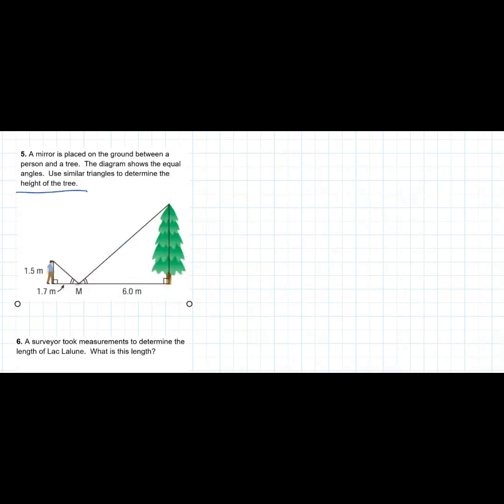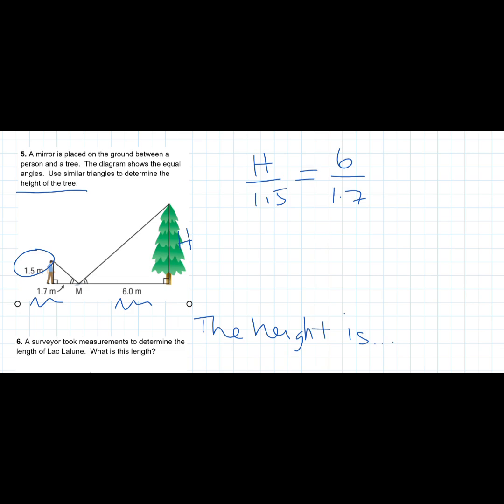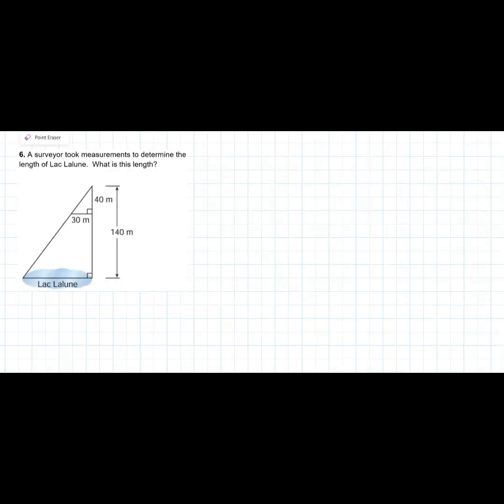Use similar triangles to find the height of the tree. So I need to find the height, which will be the height here. If I set up the proportion, I use the height of the person, which is 1.5, is equal to the distance from the mirror, which is 6, divided by 1.7. Multiplying both sides by 1.5, I get 6 divided by 1.7 times 1.5, which is 5.29 meters. So the height of the tree is 5.29.